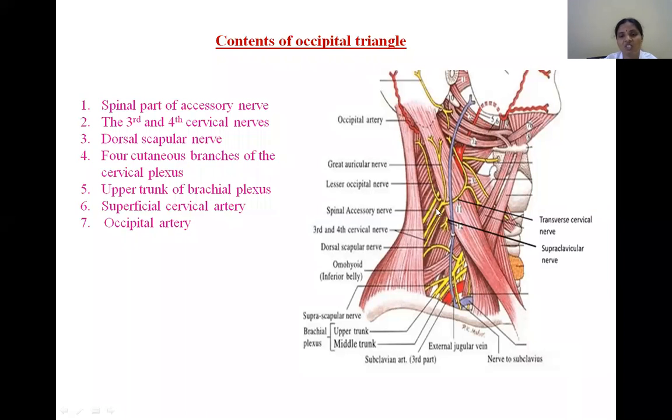It supplies these two important muscles of the posterior triangle. Then the third and fourth cervical nerves, derived directly from the cervical plexus, supply the trapezius, whereas C2, C3 supply the sternocleidomastoid.